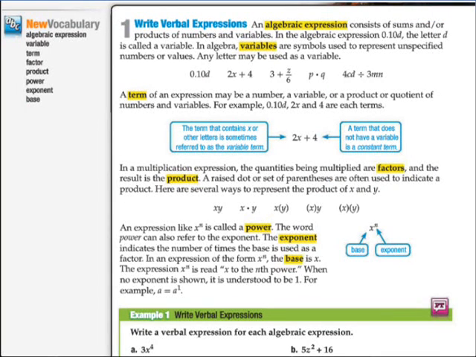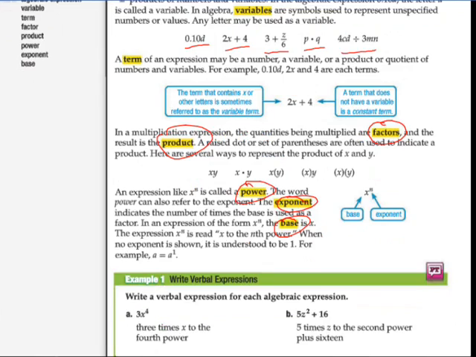So writing a verbal expression, we need to be able to take something that is given to us as a problem, like any of these, or just as an expression with variables, and we need to be able to write it out in words. This goes over things you guys know, terms like factors. Those are two quantities being multiplied, and the result is a product. You guys know that when we raise something like this, we have a power, and the little number is called an exponent, and the big bottom number is called the base. You guys know all of that stuff.